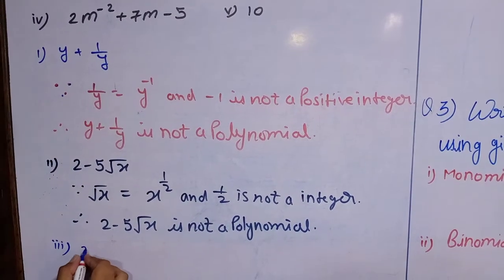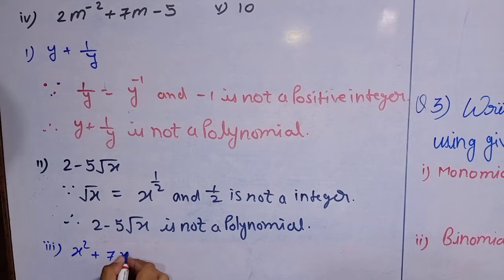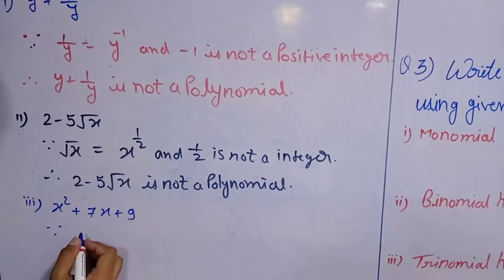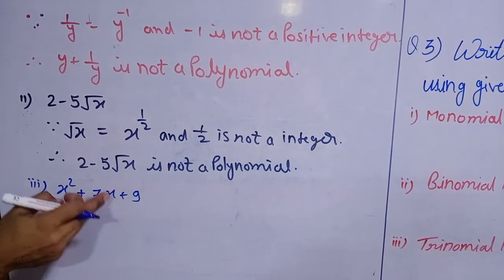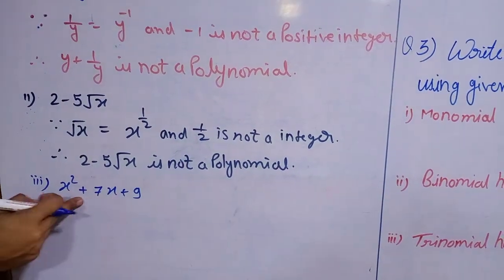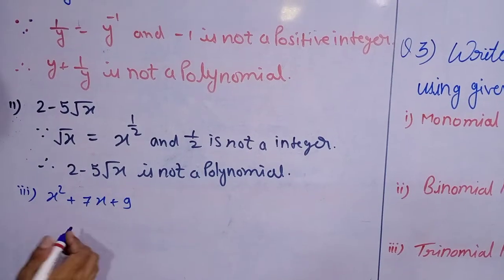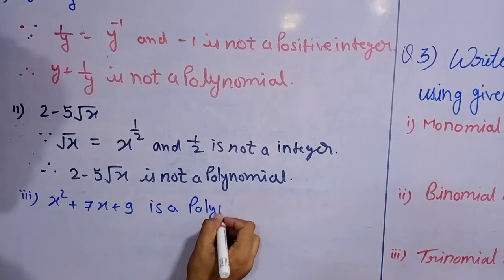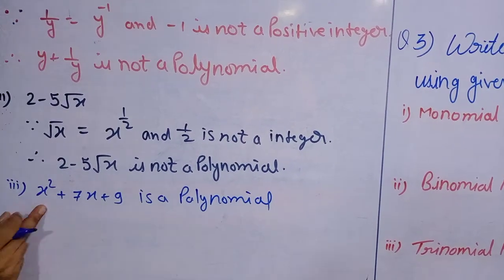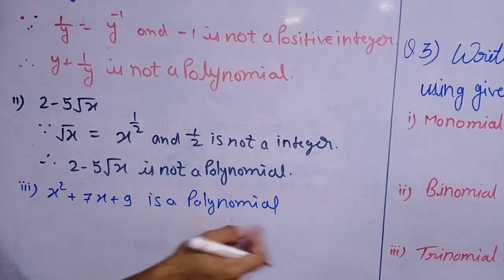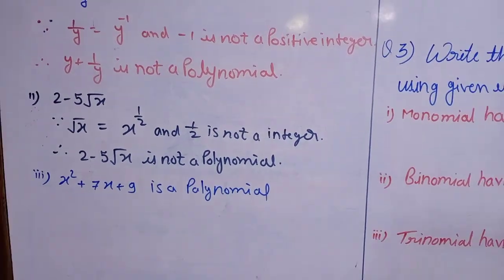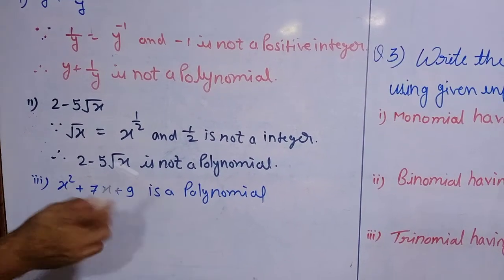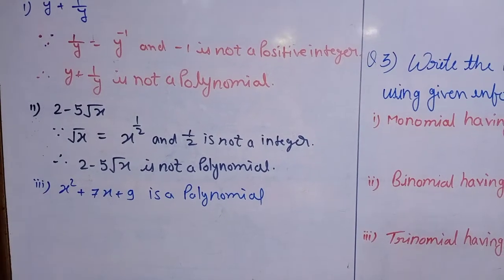The next one, the third one, that is x square plus 7x plus 9. Because here we have the index 2 and here we have the index 1 of these two variables, so we can say that x square plus 7x plus 9 is a polynomial. The powers of these two variables are integers, so it is a polynomial.